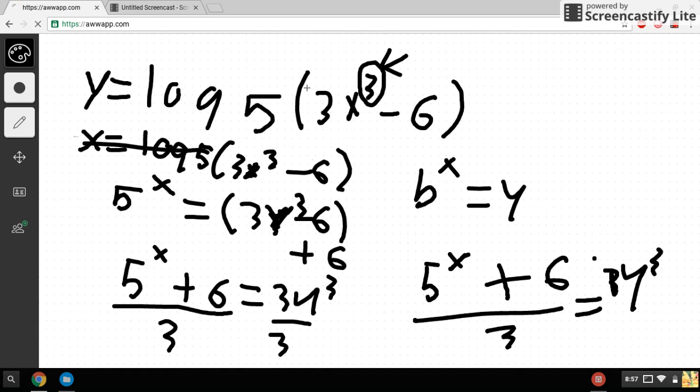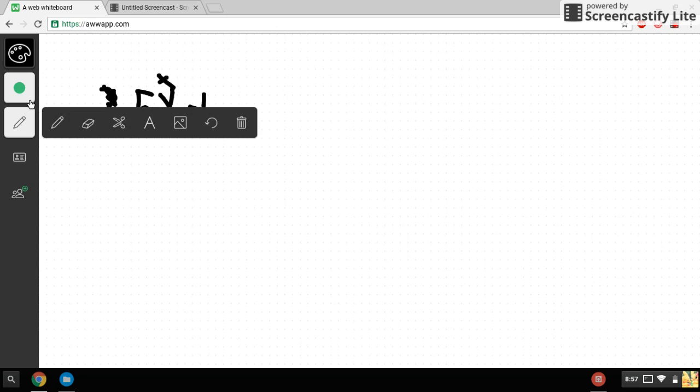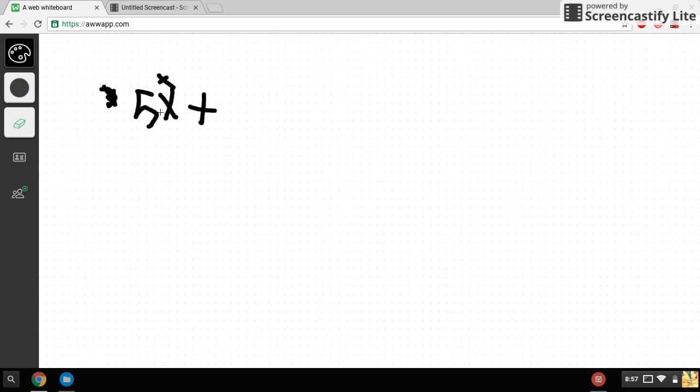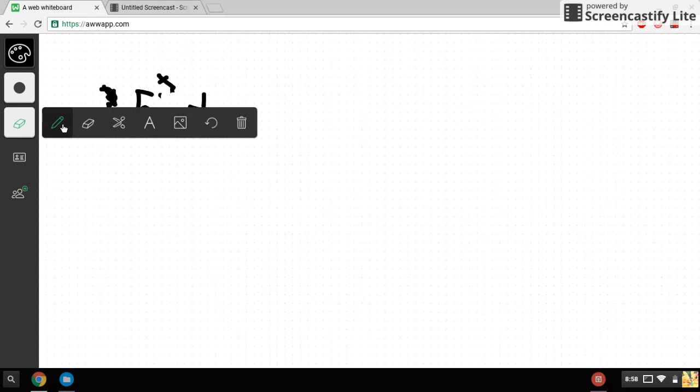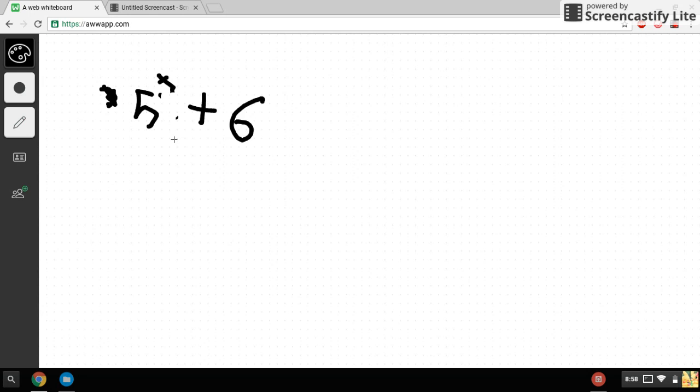Now you're not done yet. Hold up, let's refresh the page, get a fresh new board. So now you're left with this. My mistake, 5 to the power of x doesn't mean anything by itself, but actually means a lot. There we go: 5 to the power of x plus 6, over 3. So now we have a lot of space to do a lot of math.